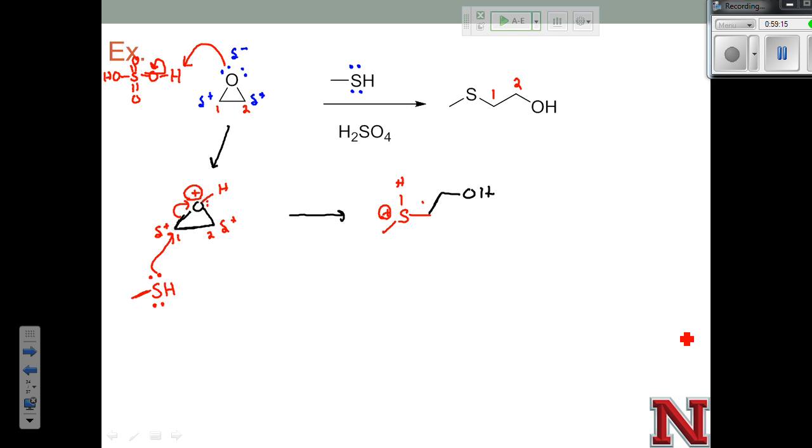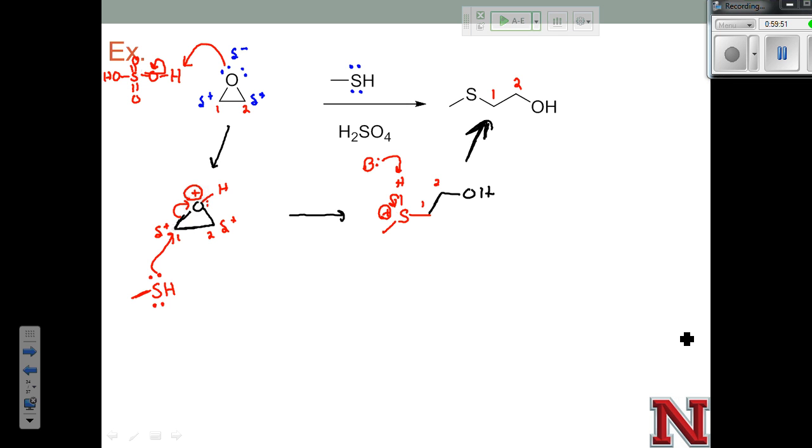So our last step is something coming in and deprotonating that thiol. What's likely in this reaction to deprotonate that thiol? Maybe another molecule of the epoxide, maybe our conjugate base. Something, I don't even care. I'm okay with you putting base. But something is going to deprotonate that thiol in the reaction mixture to form our neutral compound. So technically this is a new reaction, but we did kind of start with epoxides today.